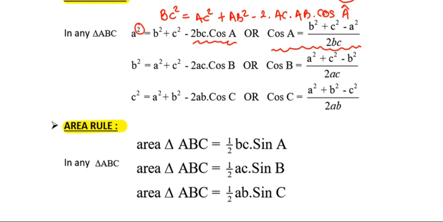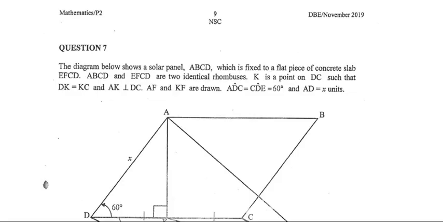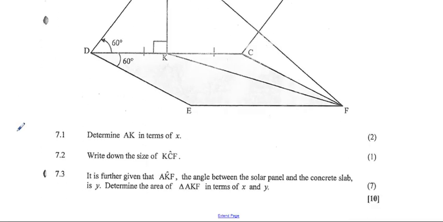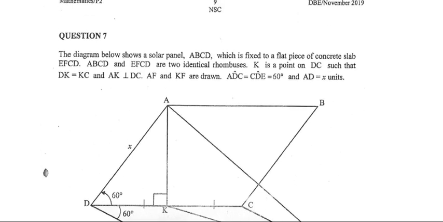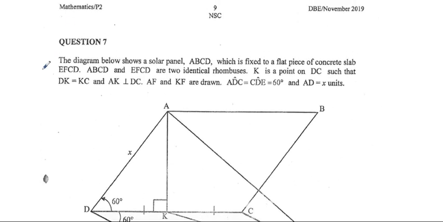Let us look at the November 2019 paper. First and foremost, look at the total. It's 10 marks, so nothing more than 10, 3% of the paper. It is the last question, and generally there's an explanation of the diagram. This is important because it tells you a lot of things.